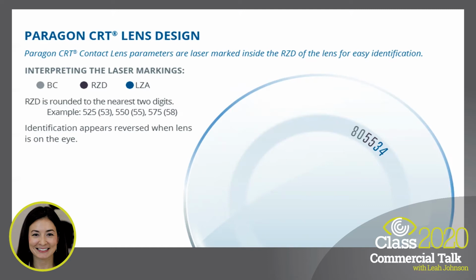One important thing to note is that identification will appear reversed when the lens is on eye, and that is because the laser mark etchings are etched inside the RZD. So when viewing the lens on the eye, the numbers will appear backwards.